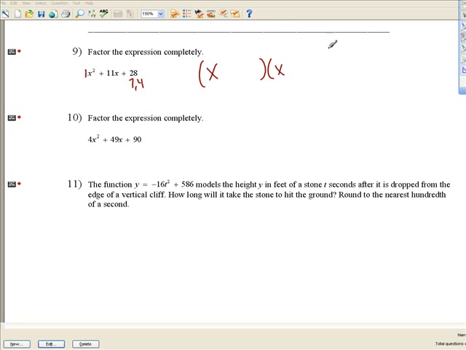I know I need x's in the front of both binomials. That's the only way when I multiply it back out I'm going to get an x squared. I need the 4 and the 7 to be in the rear of the binomials. That's the only way when I multiply it out I'm going to get a 28 here.